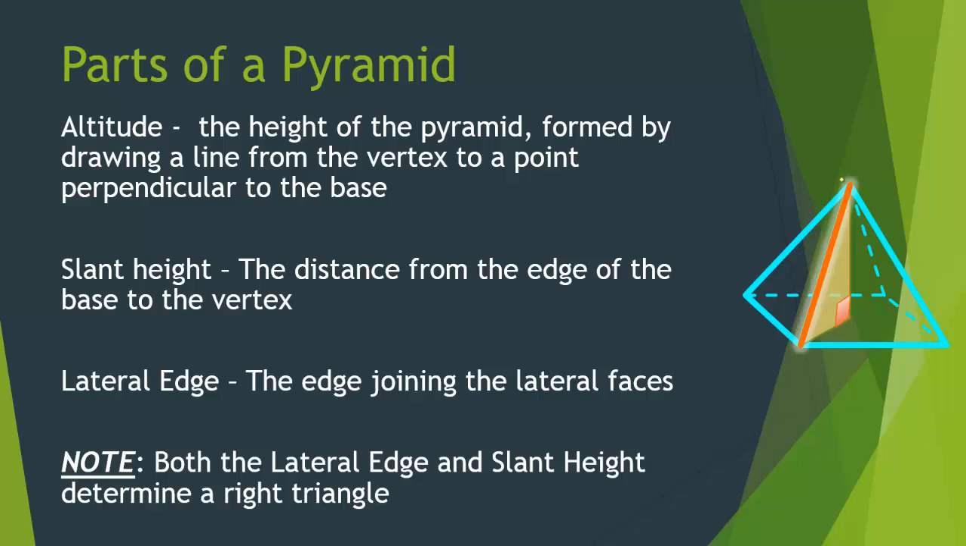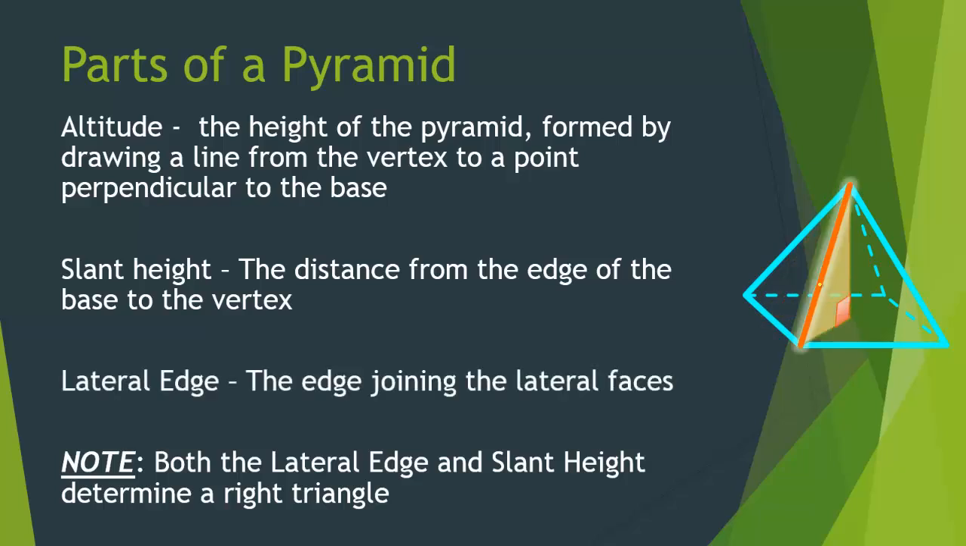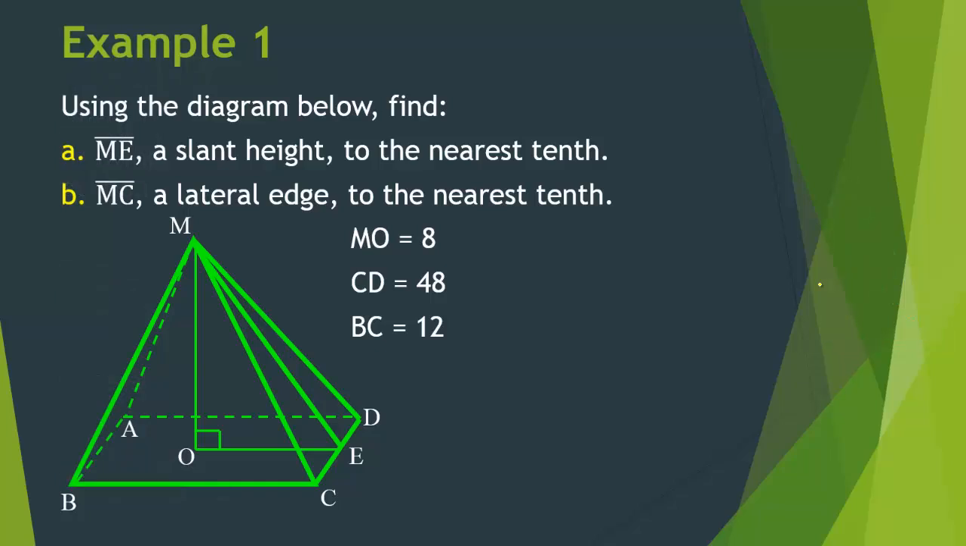So both, as you see now, both the lateral edge and slant height determine a right triangle. So notice how this is a right triangle right here. And then if I step it back a little bit, that's a right triangle. So both of those determine a right triangle, so that'll help you. All right, so let's take a look at an example.